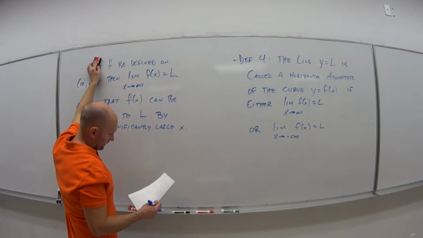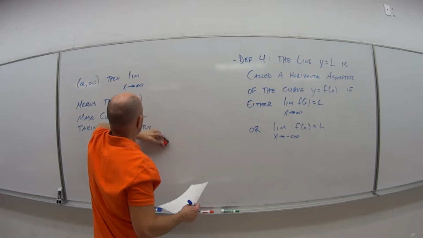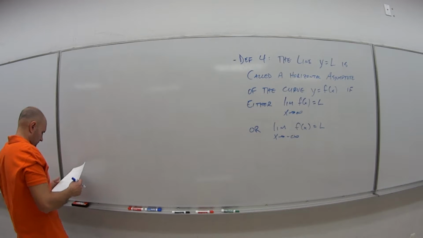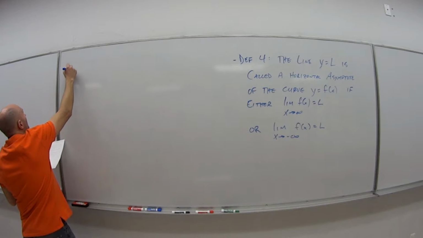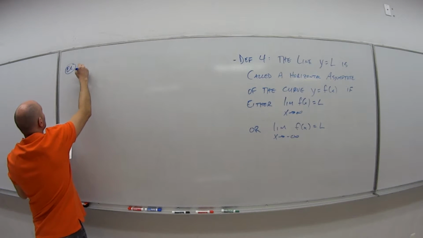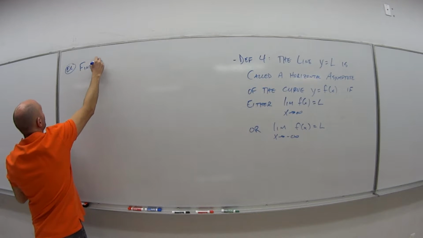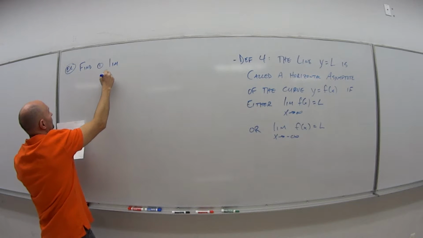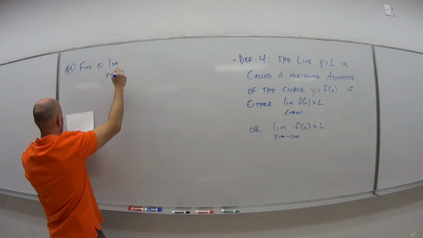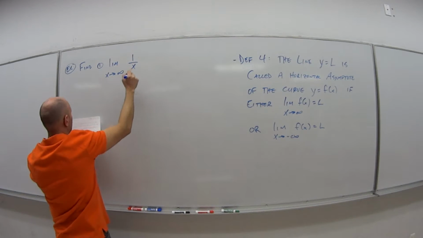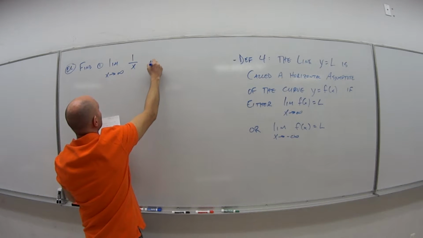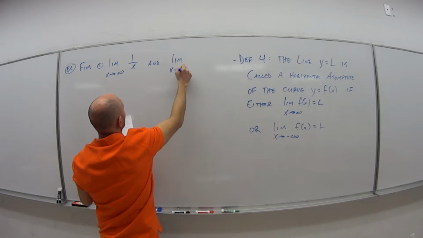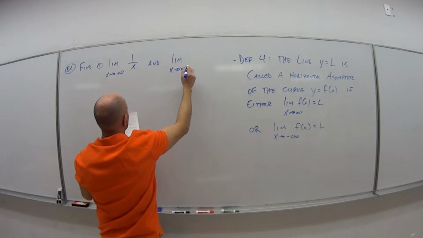Therefore, the line y equals 1 would be called a horizontal asymptote. All right, let's look at another example. So we want to find, first off, the limit as x goes to positive infinity of 1 over x, and the limit as x goes to negative infinity of 1 over x.